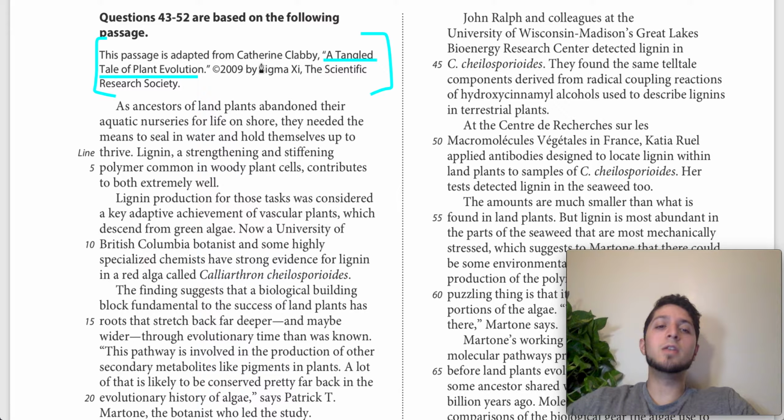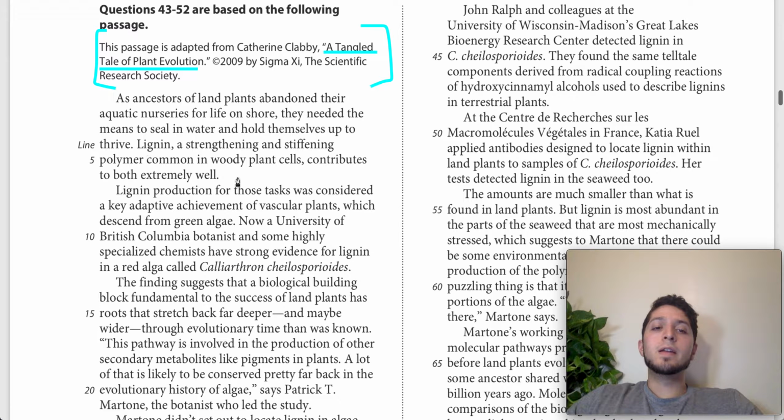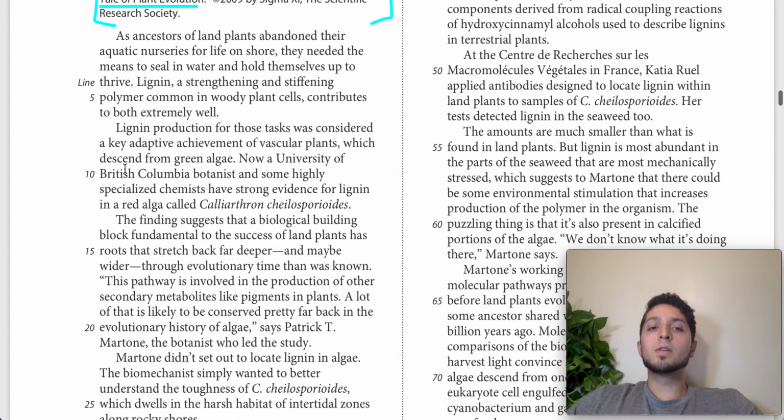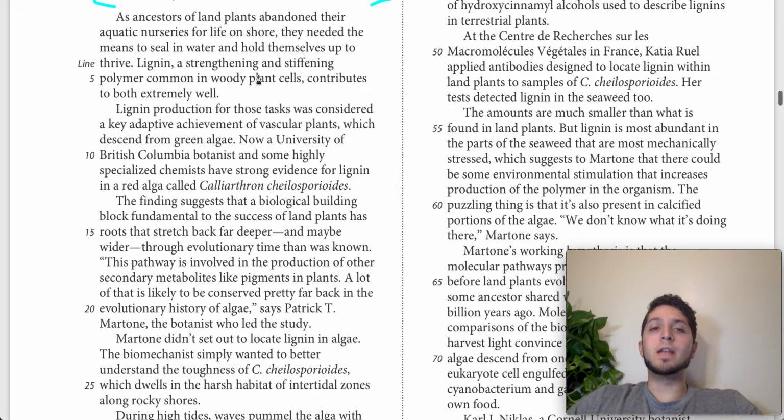So we should continue to look at the introduction. So this paragraph here basically says, as ancestors of land plants abandoned their aquatic nurseries, they needed the means to seal in water and hold themselves upright. Lignin is the strengthening and stiffening polymer that allowed them to do this. So all this is really doing is introducing what lignin is. But I still feel like we haven't gotten to the point of the passage yet.